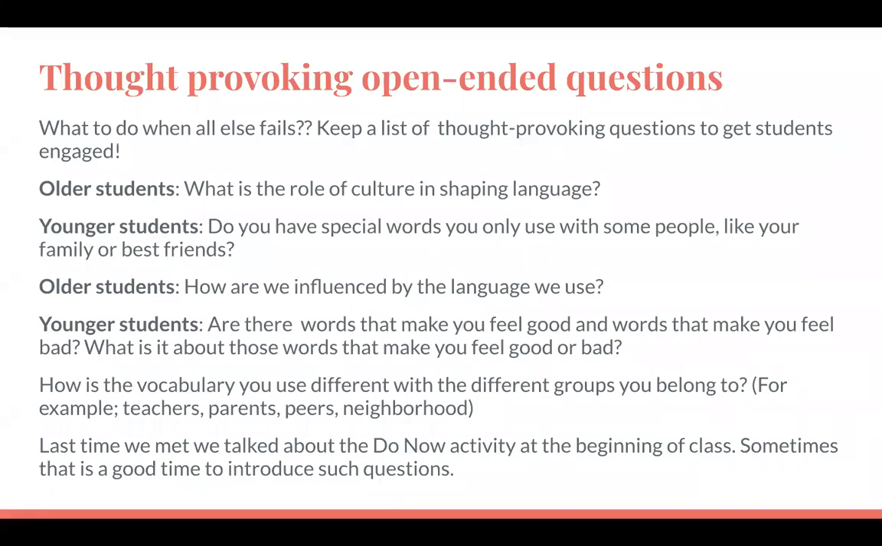So how is the vocabulary you use different with the different groups you belong to? For example, teachers, parents, peers, neighborhood. That's a great question to ask students, because most of them, at least in America and an English speaking world, will have different vocabulary they use in different situations. And that's good, but it's good to also be aware of it, that we switch. It's called code switching. It's a word for it in English, code switching, meaning changing the code of the language you use in order to be accepted in a particular community.